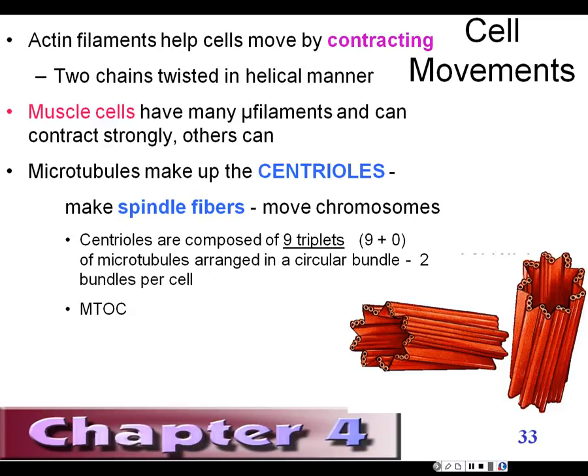At least I tried. All right, so the word MTOC stands for what? Microtubule. Good.